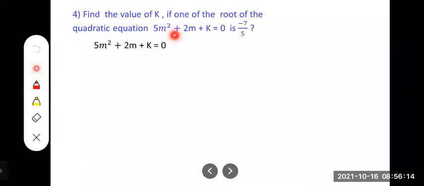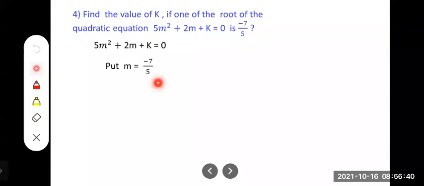See, write down the equation first. 5m square plus 2m plus k equal to 0. And then this minus 7 upon 5 means m equal to minus 7 upon 5. Put m equal to minus 7 upon 5, because the variable here is m. So wherever m comes, just substitute the number minus 7 upon 5.